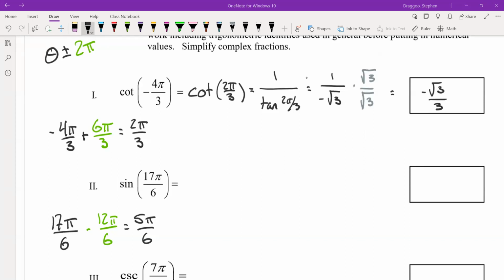Gotcha. So I have the tangent values off the unit circle memorized. So I know that tangent of 2π/3 is negative √3. So all of my tangent values: tangent of π/6 is √3/3, tangent of π/3 is just √3, tangent of π/4 is 1. So I'm using that knowledge. It's a shortcut here. If you forget the tangent values, then fall back on sine and cosine. So I could have instead done cosine 2π/3 over sine 2π/3, and then just grab those values off the unit circle.